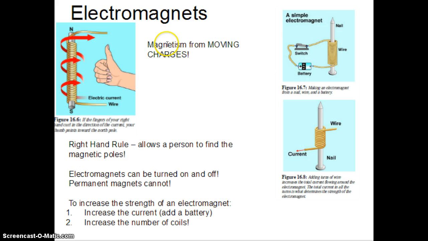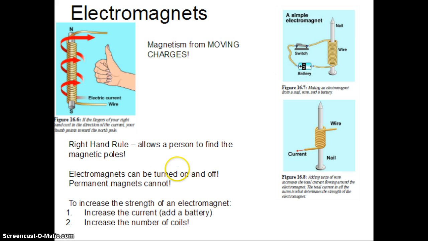An electromagnet is magnetism from moving charges. If I set up a simple battery coiled around a metallic core, in this case an iron core, and I close the switch, I generate current. Current around this material through the coils generates moving charges. So magnetism is just the result of moving charges. In this case, it exerts a magnetic field and exerts forces in space.